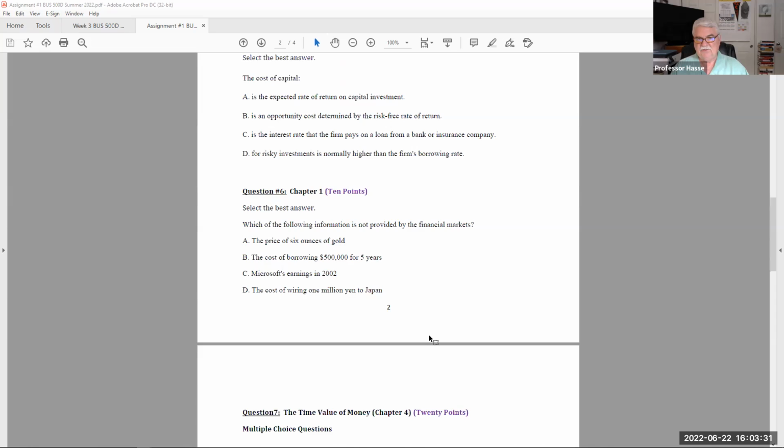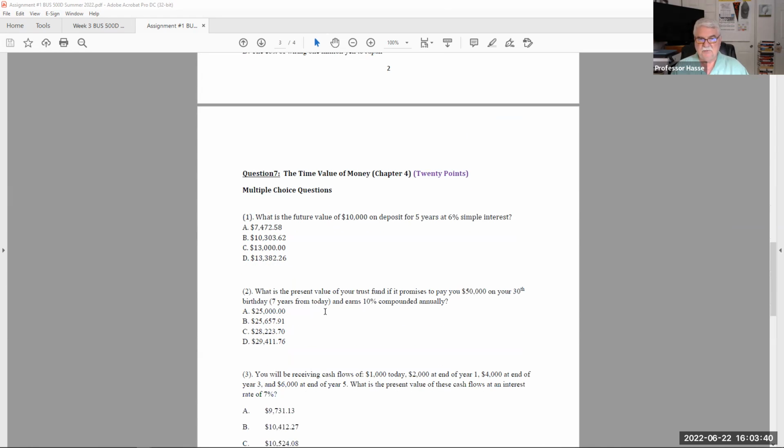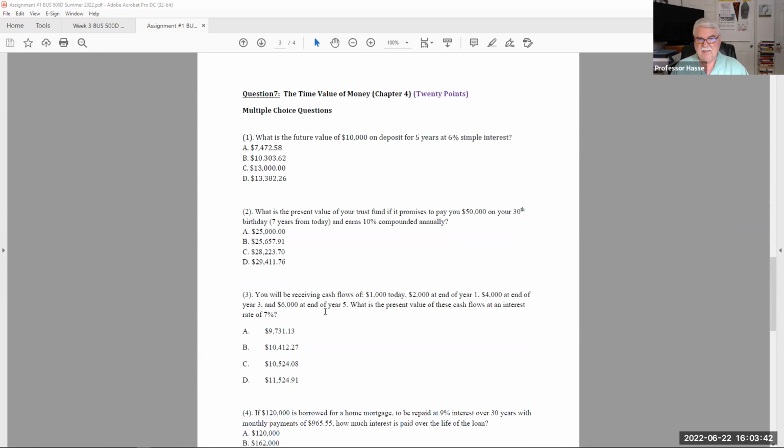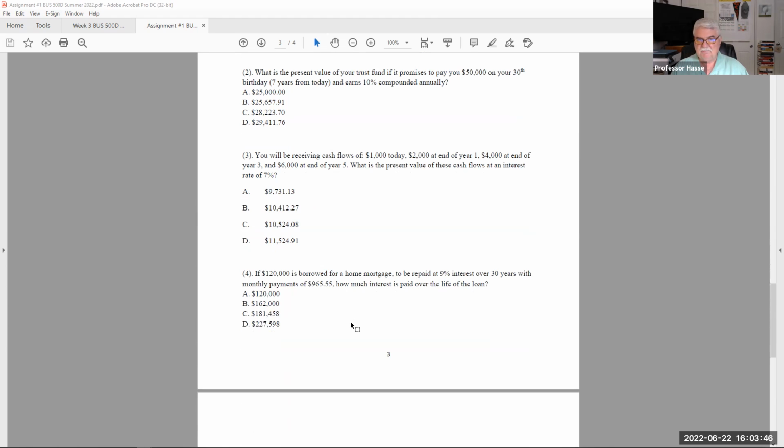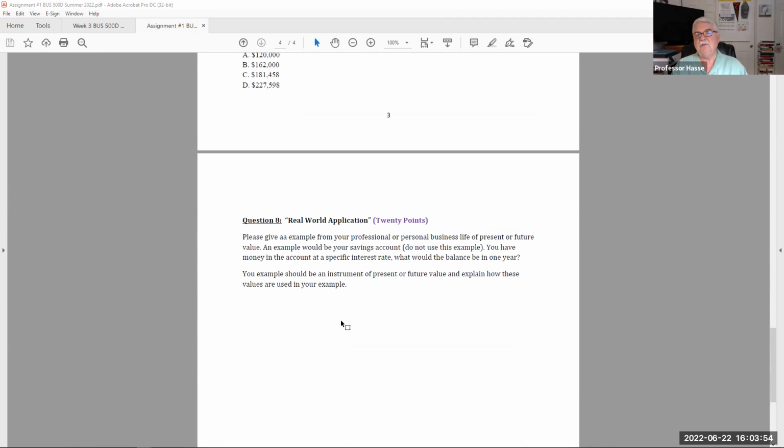Some basic calculations about present value, time value of money, which was our discussion last week. What is the future value, present value of cash flows going forward in the future, and a quick question about amortized loan or an interest payment on a loan. And then a real world application of time value of money.